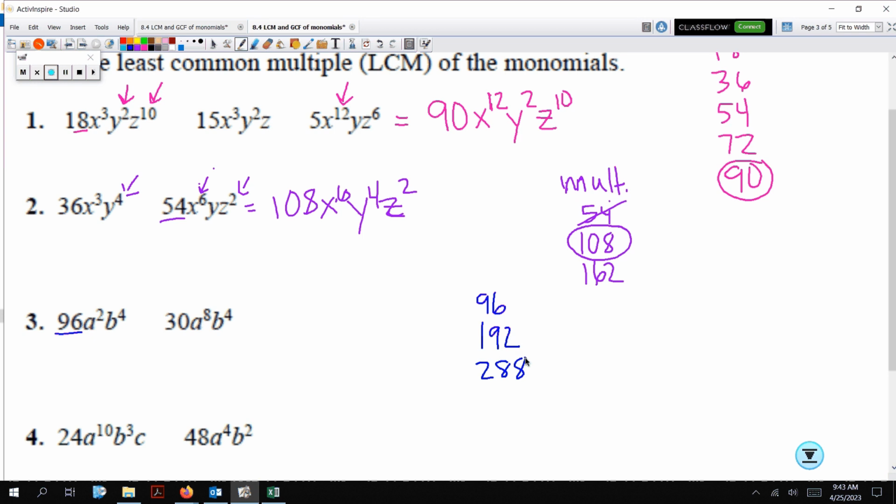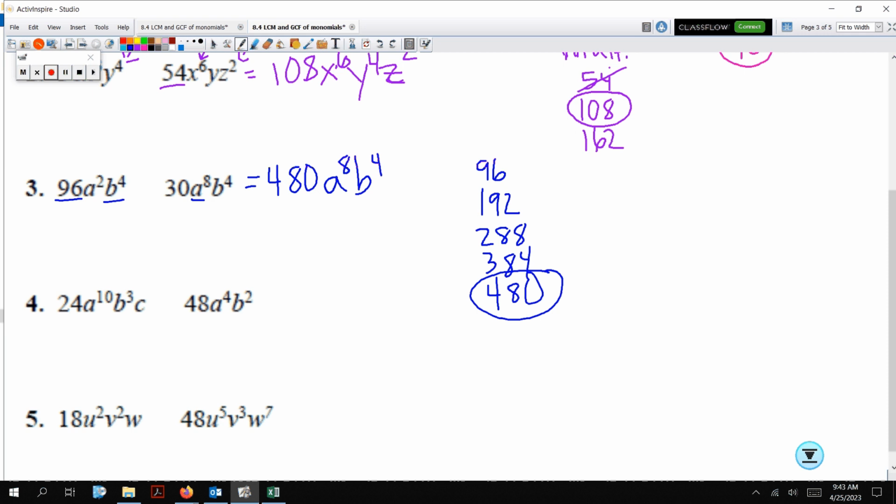It does not. So 96 times 4 is 384. Divided by 30, does not. 96 times 5 is 480. All right, quickly divide that by 30, and I'm like, hey, it goes in 16 times. All right, so that means 480 is my least common multiple. And then I'm going to take my highest exponent, a to the 8th. And they have the same number of b's, so I'm going to take those b's, b to the 4th. All right, 2 more examples here.